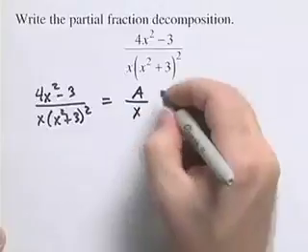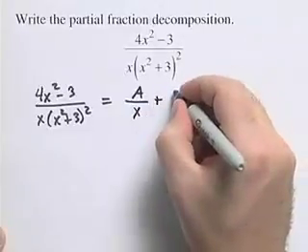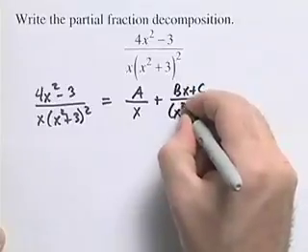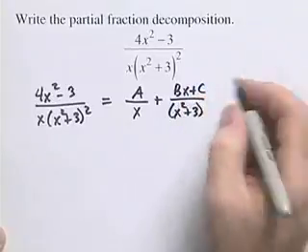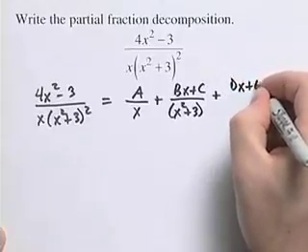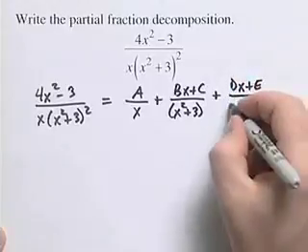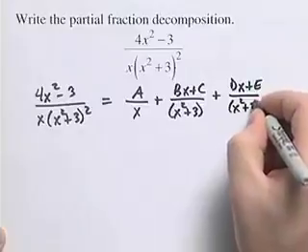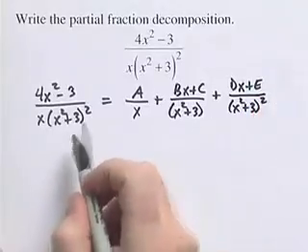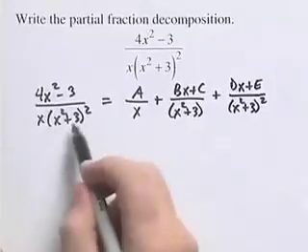a divided by x, our linear factor, plus bx plus c over x squared plus 3, that's our quadratic factor, plus dx plus e over (x squared plus 3) quantity squared. We're going to clear the fractions by multiplying by this denominator.